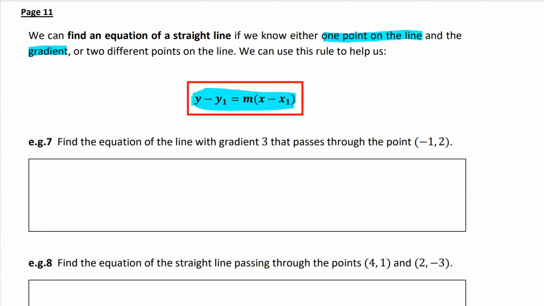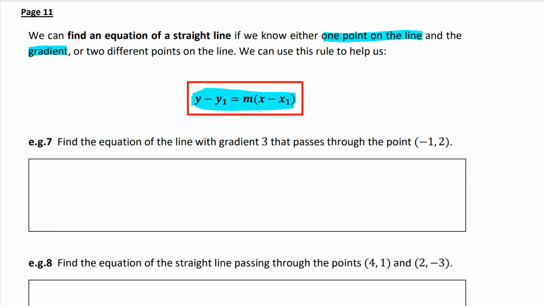So first question, find the equation of line with gradient 3 that passes through the point (-1, 2). So this has met my two criteria. I know at least 1 point on the line, and I also know the gradient. So I can just go straight ahead and substitute into that formula.